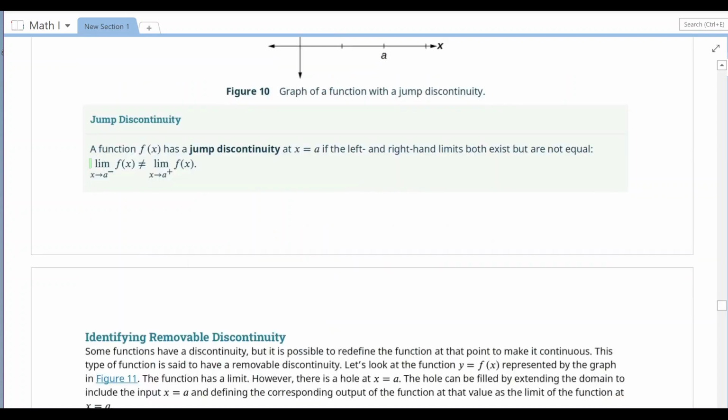So this equation describes that if the limit of a function as x approaches a from the left is not the same as the limit of the function as x approaches a from the right, then they have a jump discontinuity.